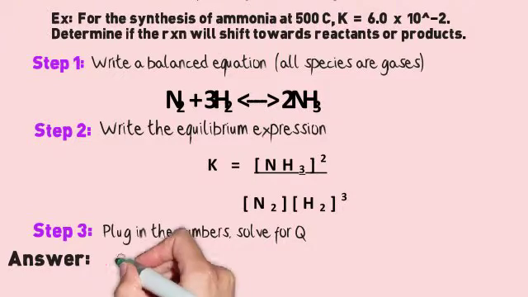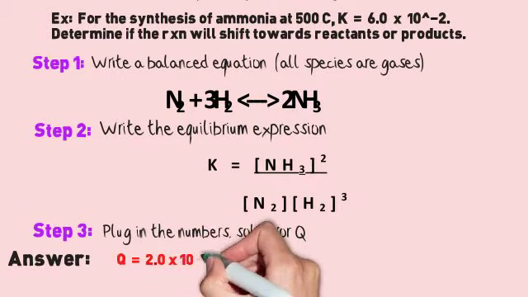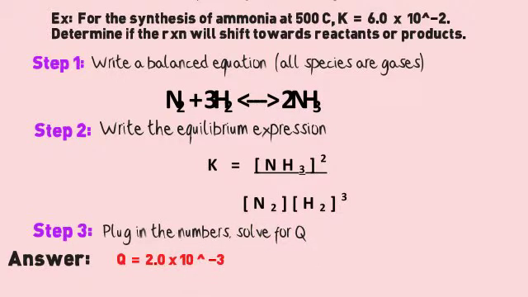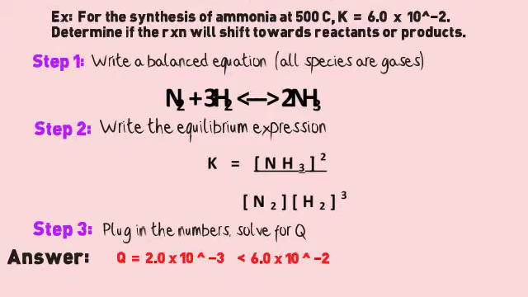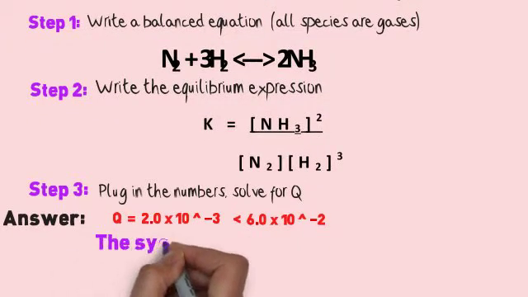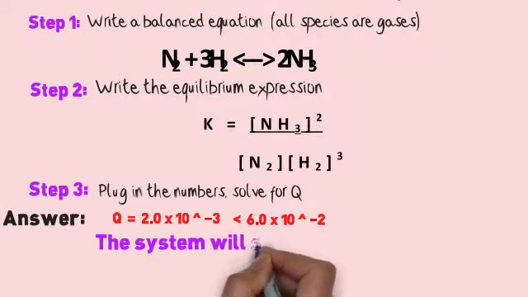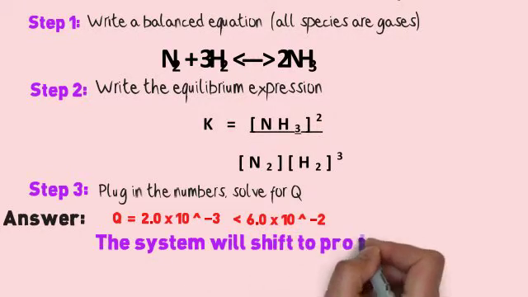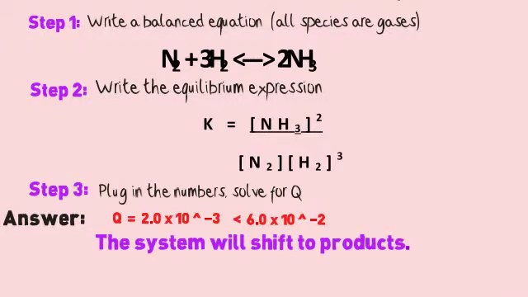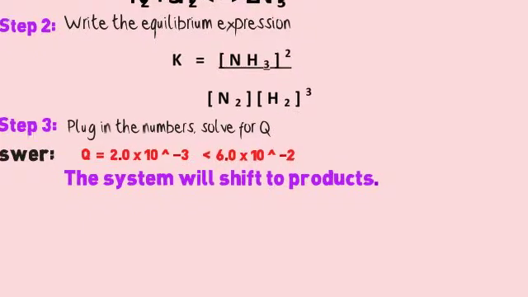And the answer for Q is 2.0 times 10 to the negative third. How does that relate to K? Make a determination how it relates. It is less than K. Therefore, the reaction is moving which way? The system will shift towards products. Make sure you understand how Q and K relate to each other.